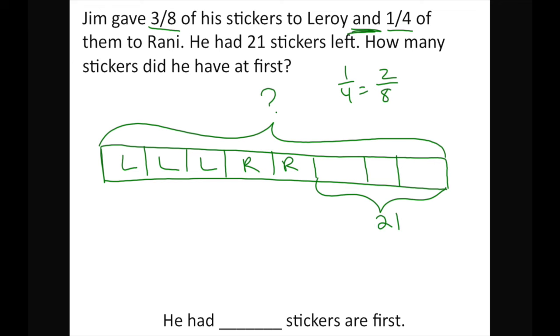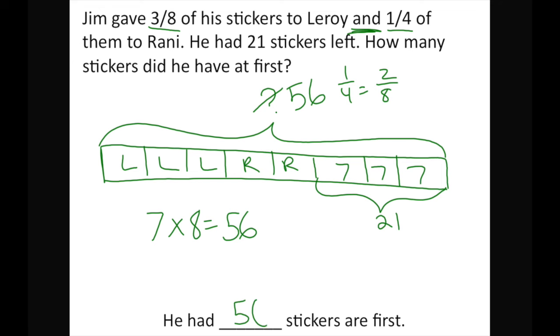21 divided by 3 will tell me how much is inside of each unit. If each unit is 7, and I have a total of 8 units, I can multiply them to get 56, which is the total number of stickers that there were at first.